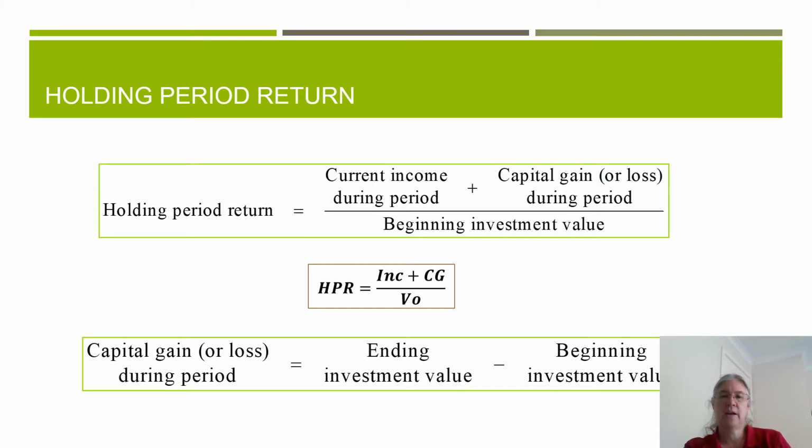Now how do you work out your capital gain or your loss? Well, that's this one down the bottom. You take the ending investment value, what your investment's worth at the end of the period, and subtract off the beginning, what you paid at the start. If it's positive, you made a gain; if it's negative, you've made a loss.